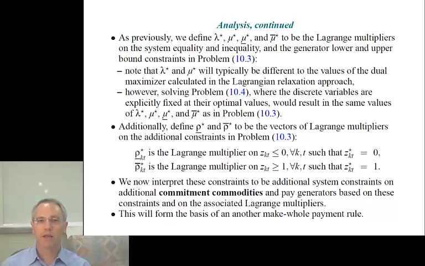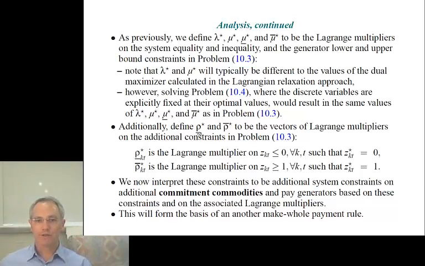As previously, let's define lambda star, mu underline star, and mu overline star to be the Lagrange multipliers on the system equality and inequality constraints and the generator lower and upper bound constraints in problem 10.3. Just an observation: previously in this chapter we used lambda star and mu star to denote the values of the dual maximizer calculated in the Lagrangian relaxation approach. The values of lambda star and mu star in 10.3 will generally be different to the values of the dual maximizer. If we look at problem 10.4, however, where we set the discrete variables to be fixed at their optimal values, we'll find, for a similar argument to the relationship between 10.1 and 10.3, that we would get the same values of Lagrange multipliers in 10.4 as 10.3.